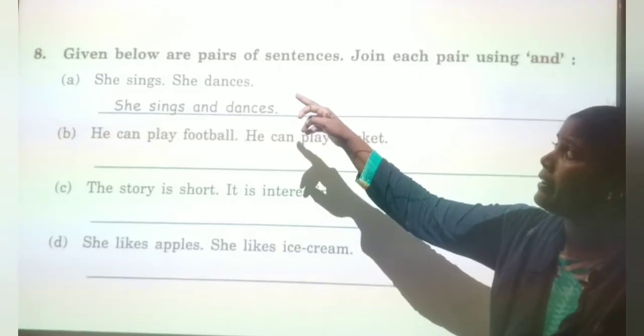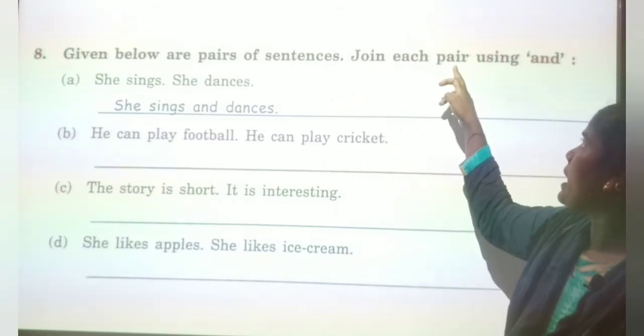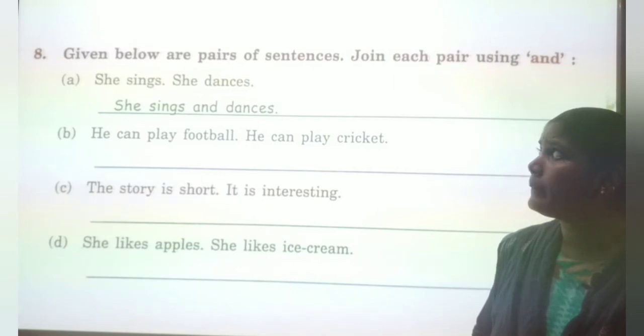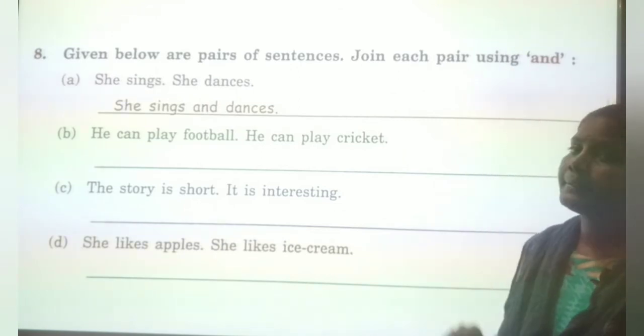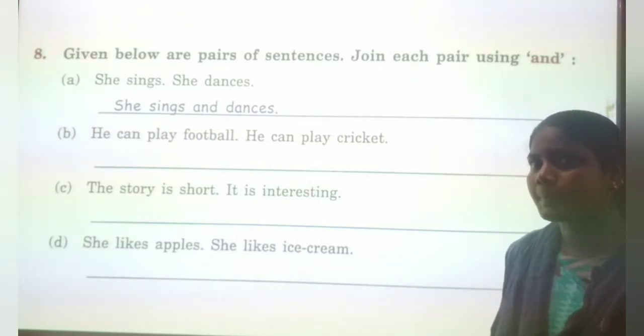Given below are pairs of sentences. Join each pair using and. Now we are going to use and as a conjunction to join two pairs of sentences.